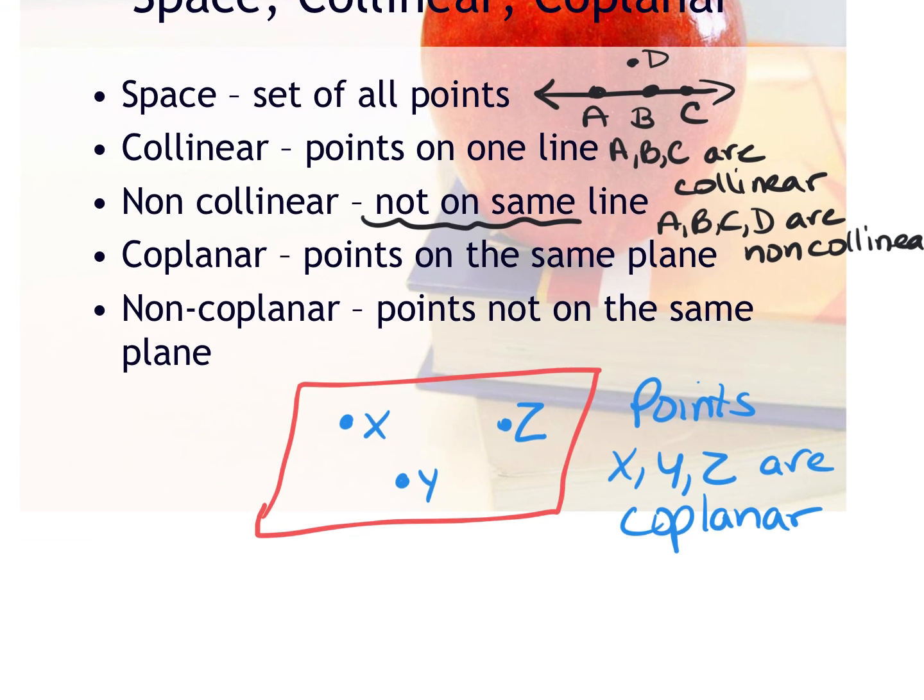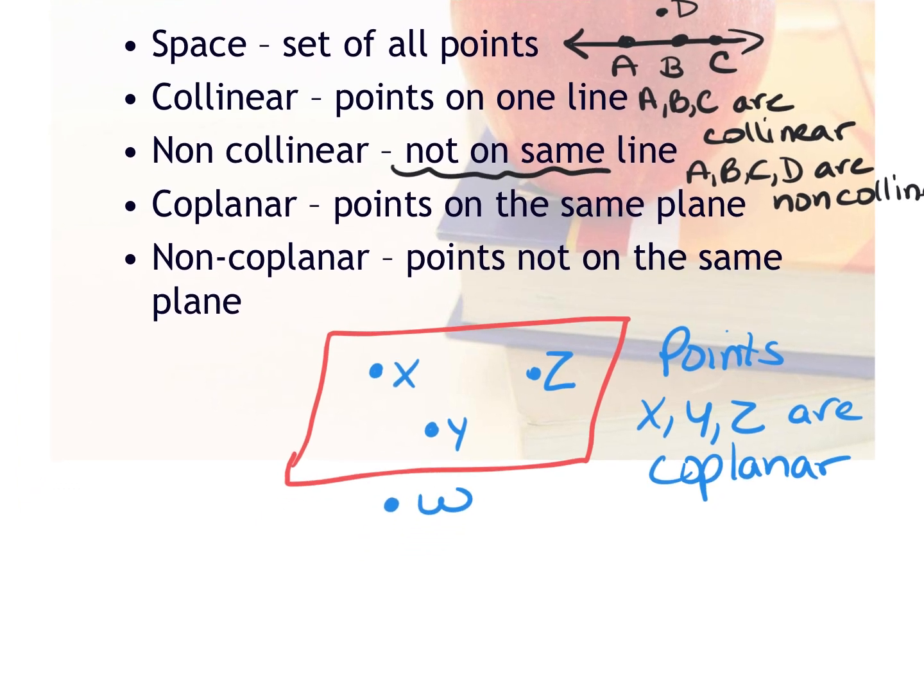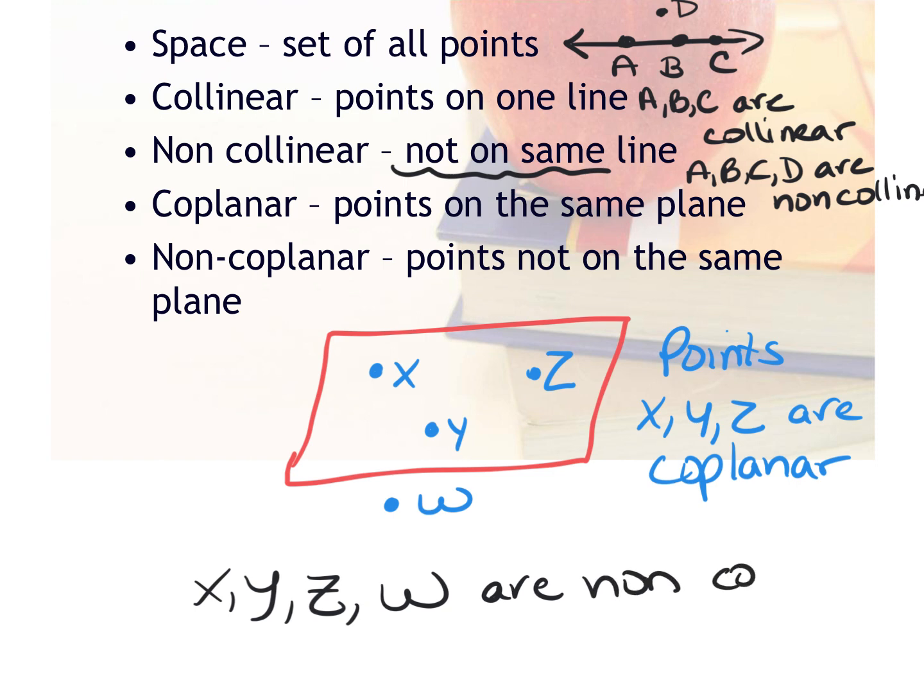If I were to add in a 4th point, let's say I call it W, now I could state that X, Y, Z, and W would be non-coplanar because W is not in that plane with those other three.